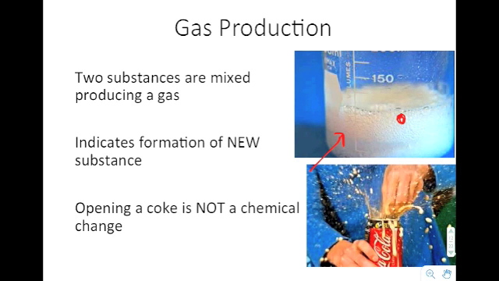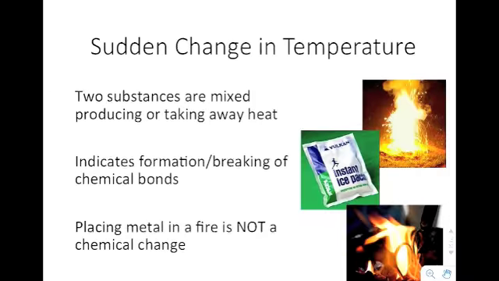But just because there's gas produced does not mean a chemical change occurred. If you open a Coke and it produces gas, that is not a chemical change. The gas already existed in the Coke. There was already gas under pressure. There's gas bubbles already in the water, and all you did was let them out. So you have to be real careful when you weigh the evidence. You have to say, yes, there's gas, but why is there gas? Coke opening is not a chemical change, but mixing acid and a base is.